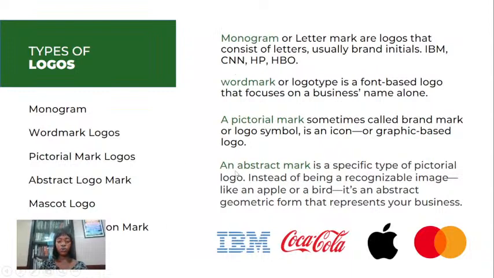And then we have the fourth one here, an abstract mark. It's a special type of pictorial logo. Instead of being a recognizable image like an apple or a bird, that's the Twitter logo, it's an abstract geometric form that represents your business. So an abstract logo is one that doesn't really have a meaning to you at first look, but it also has a hidden meaning in it. An example of that is MasterCard.